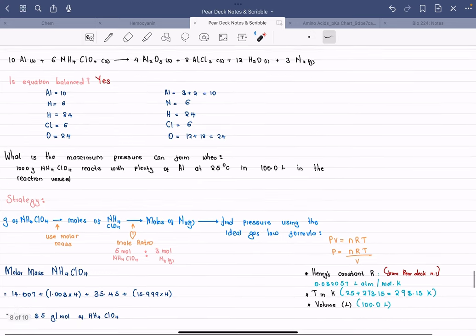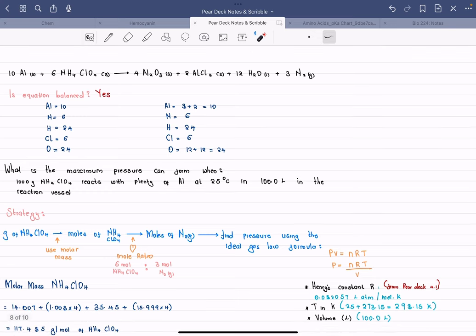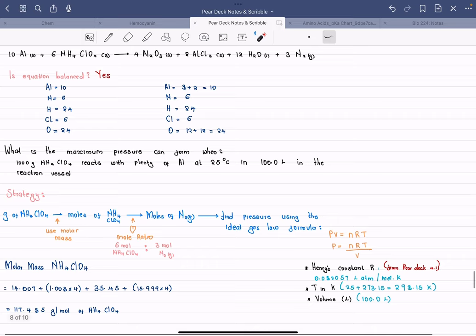And we're going to use this equation to calculate the maximum pressure that can form when 1,000 grams of ammonium chloride reacts with plenty of aluminium at 25 degrees Celsius in a 100.0 liter vessel. So the first thing I did is I laid out a strategy. So I am moving from grams to pressure.